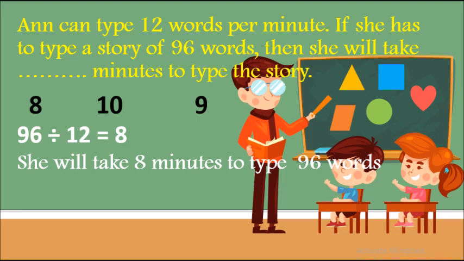Let's move on to the next part. Anne can type 12 words per minute. It means in 1 minute, she can type 12 words. If she has to type a story of 96 words, then she will take dash minutes to type the story. Now, how many words were there? There were 96 words. So she will be dividing it by 12 because she can type 12 words in a minute. So 96 words divided by 12 will give us 8. So the correct answer is she will take 8 minutes to type 96 words.